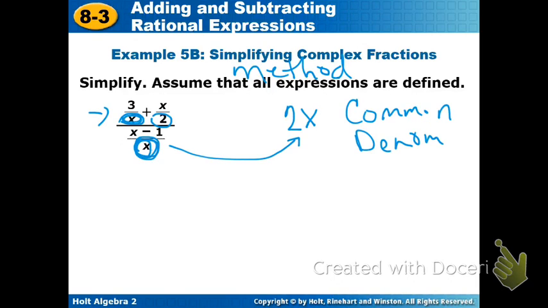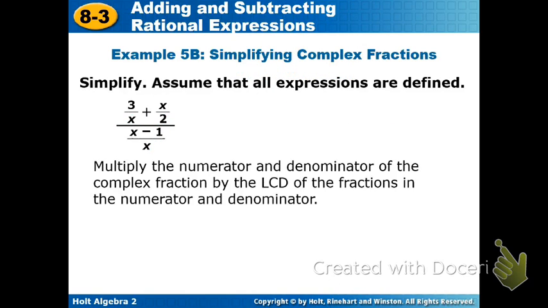Okay, so now we're going to go back and multiply every one of these fractions by our common denominator. So we have the 3 over x times the 2x plus the x over 2 times the common denominator of 2x, and the x minus 1 over x times the common denominator of 2x. Now, as you see on our next slide here, we will be able to cancel out.